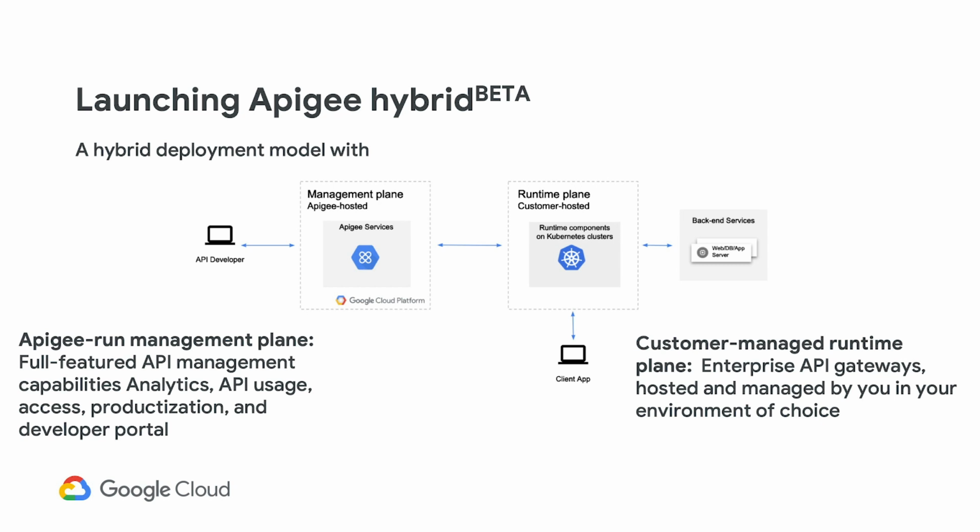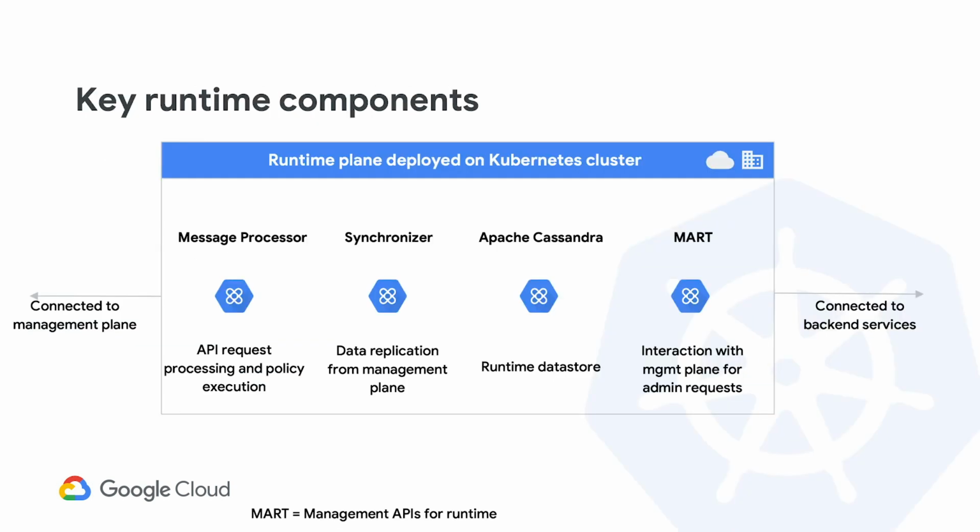So when we talk about hybrid and that there is a runtime plane, obviously that includes a gateway, and this is the enterprise gateway that you would deploy on your premises or other cloud providers on Kubernetes. But what does this runtime plane really contain? What is it that you as a customer are responsible to manage and operate? Assuming that Apigee takes care of the management plane, that's where you define the policies, that's where you create the API products and so on, what is it that gets shipped to customers?